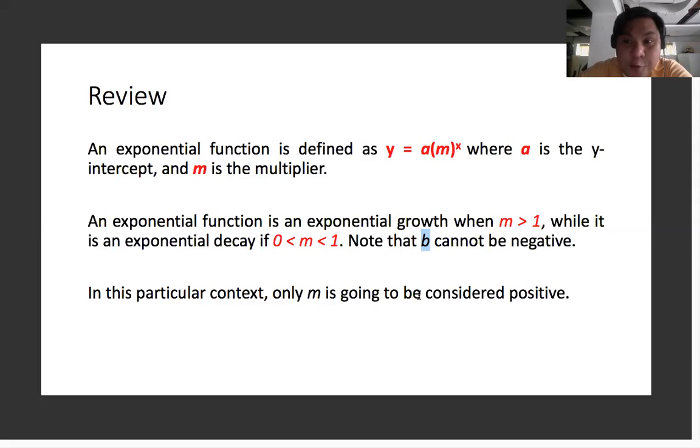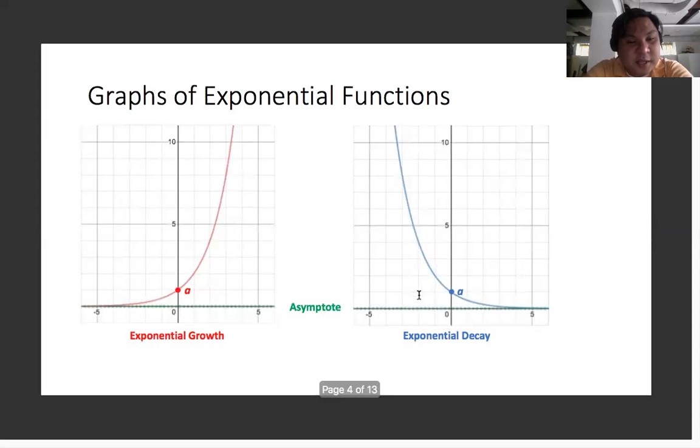Let's go over this transformation now, shall we? These are the graphs of our exponential functions. The red graph indicates an exponential growth. Notice how the value of y increases as the value of x increases. So as you go further right, the graph goes further up. This is an exponential growth function.